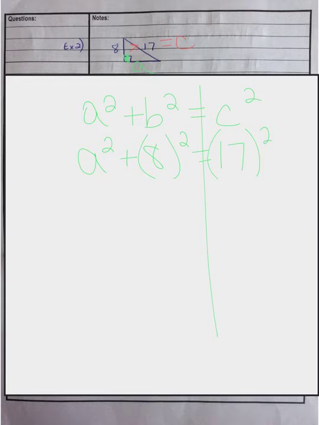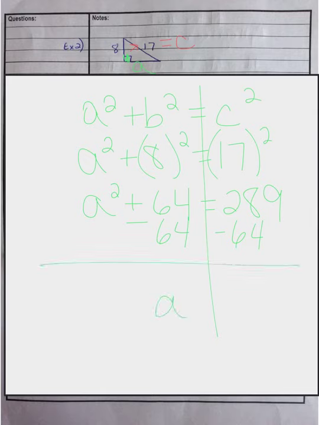We're going to start the evaluation to start to solve. 8 squared, we know, is 64. 17 times 17, or 17 squared, is 289. Again, we need to do our inverse operations to get the a all by itself. So I'm going to subtract 64 from both sides. And I have a squared equals 225.